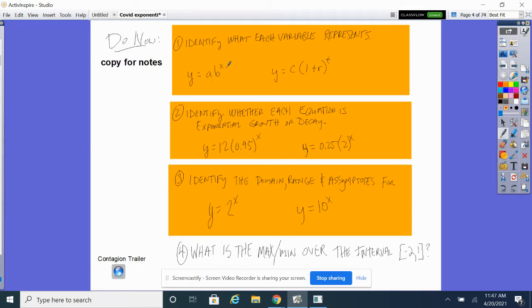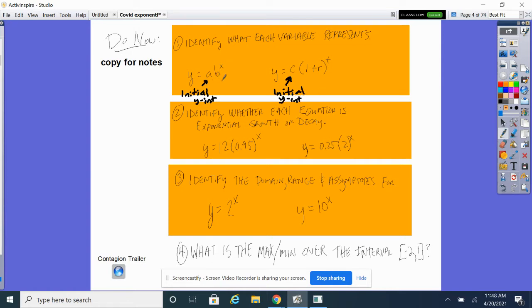y equals a b raised to the x, or y equals c times the quantity 1 plus r raised to the t. Now these formulas really mean the same thing. A here is the initial amount. This is what you started with, say in an experiment, or if you went to the bank and you opened an account, this is the amount of money that you started with. C is in the same place. It's the same thing. This is the amount you started with given a situation. This is also the y-intercept. So we're going to graph it in a minute, and that will be important because it's the y-intercept.